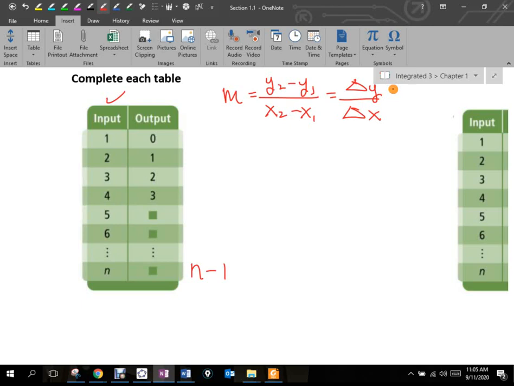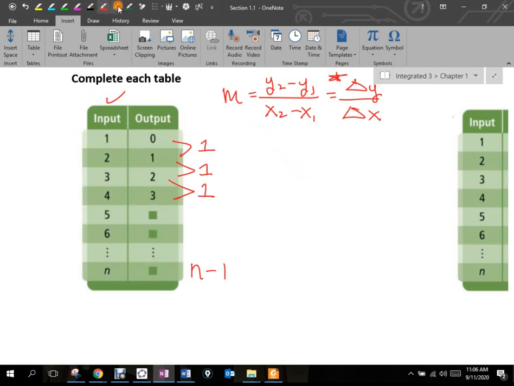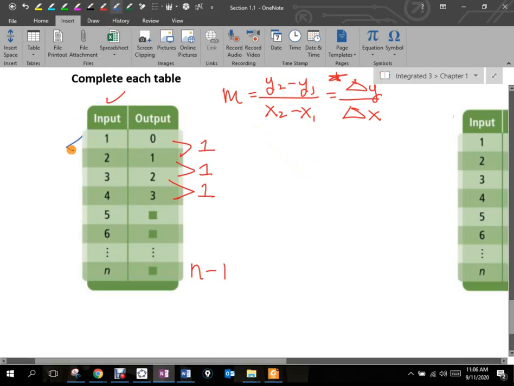Okay. But our outputs are our y values. Our outputs are our y values. That's what this is kind of gearing us towards. If I look at the change between those two, it's 1. If I look at the change between those two, 1 and 2, it's 1. If I look at the change between those two, it's 1. Okay? So that was the change in your y's. Does that make sense? Your inputs are ultimately going to be our x values. And the change in those is 1. 1. 1. 1.